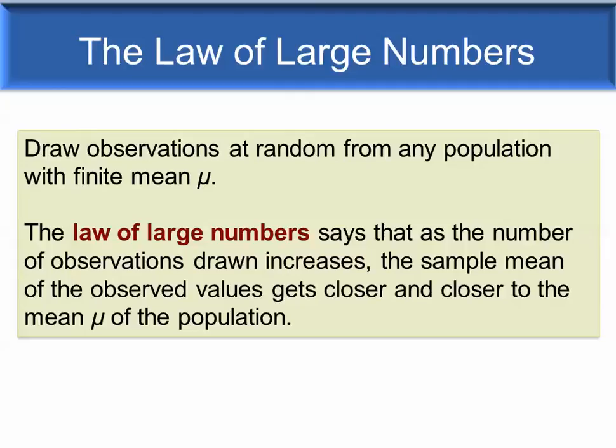And so stating that in formal terms, when we draw observations at random from any population with a finite mean mu, the law of large numbers says that as the number of observations drawn increases, the sample mean of the observed value gets closer and closer to the mean mu of the population. So that kind of makes sense. It makes sense that the more people we sample, the more accurately we're going to be able to represent the mean of the population.